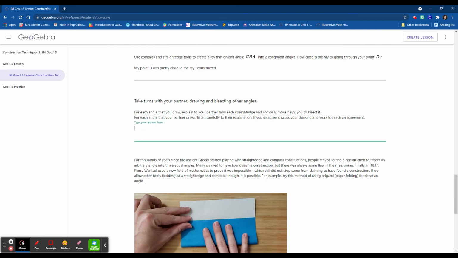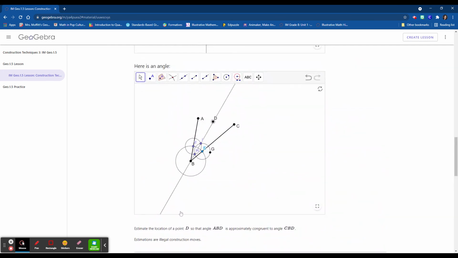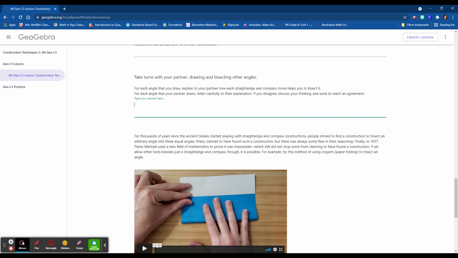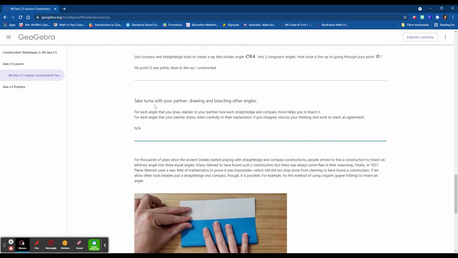All right, so this part where it says take turns with your partner, if you are working on this from home, I just want you to, on a sheet of notebook paper maybe, or up here, just practice a couple of times doing your angle bisector. If we do not have a partner, there's probably not going to be much that you are going to have to type in on this task right here. Okay, so I am okay if you skip over this one, as long as you practice actually bisecting some angles.